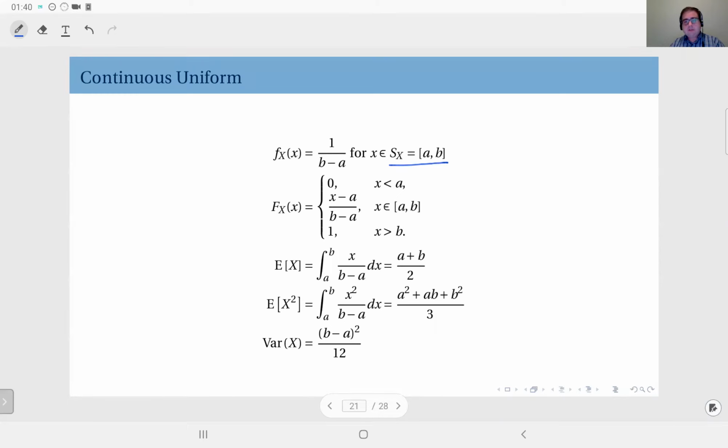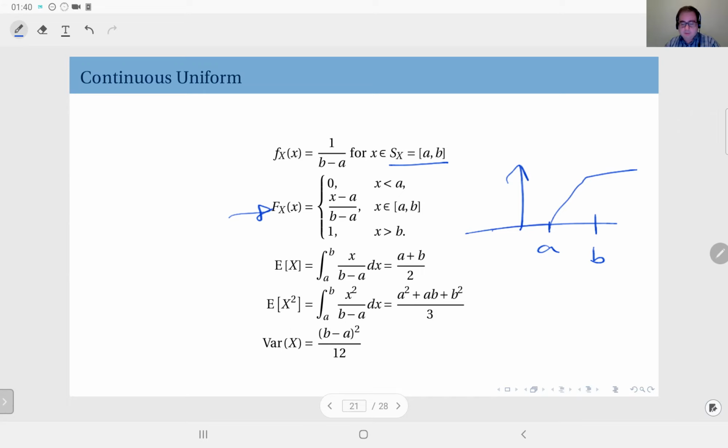And of course, by integrating this, you can obtain the CDF as given here. It's 0 below A, and it's x minus A over B minus A, a linear function from A to B. It starts from 0, and it goes to 1 at B, and it stays at 1. So it's something like this. Okay, this is the CDF.